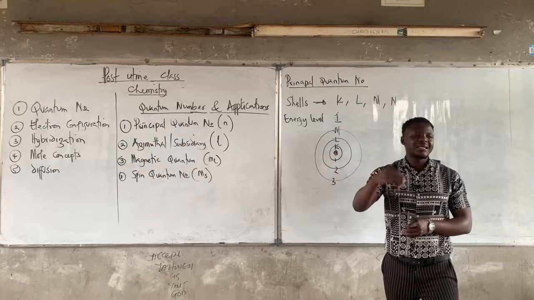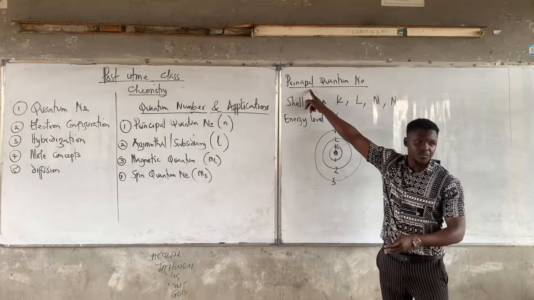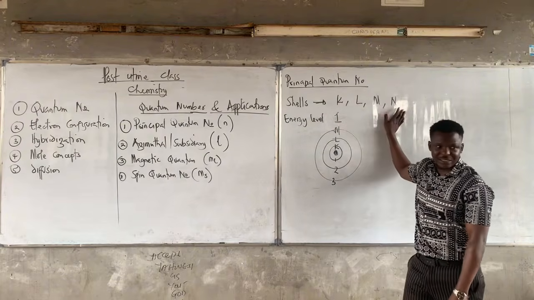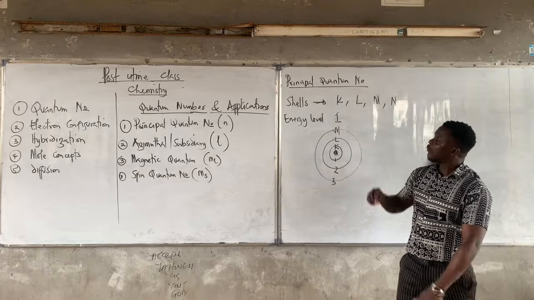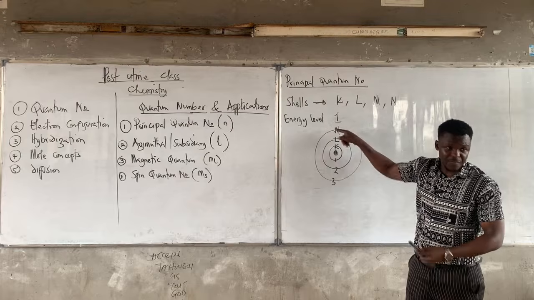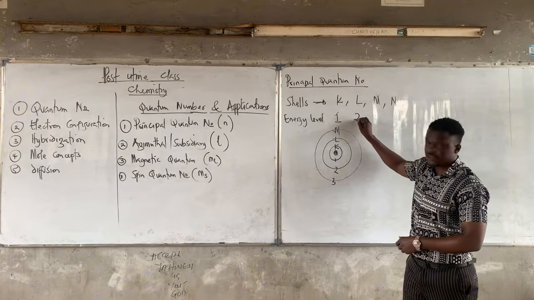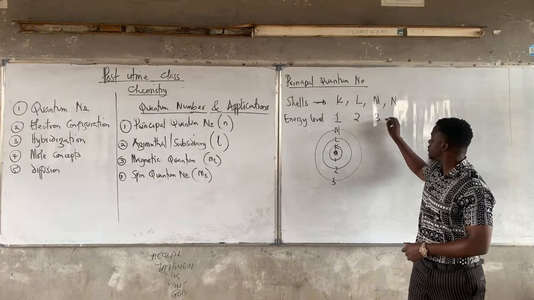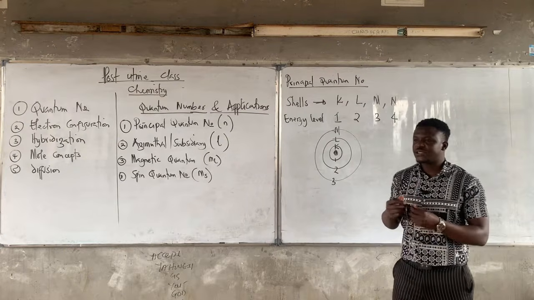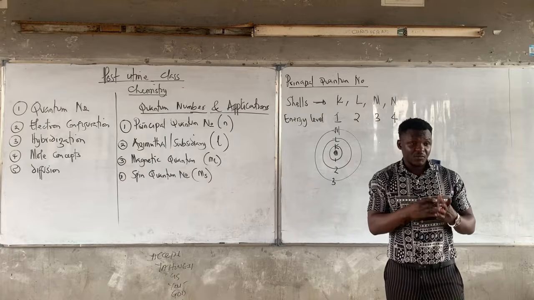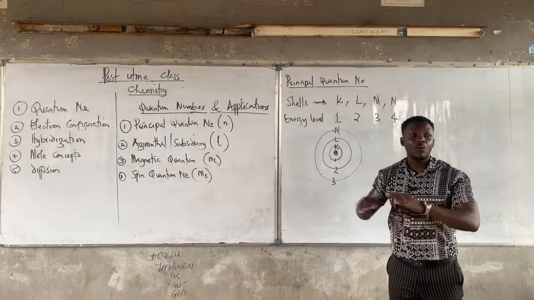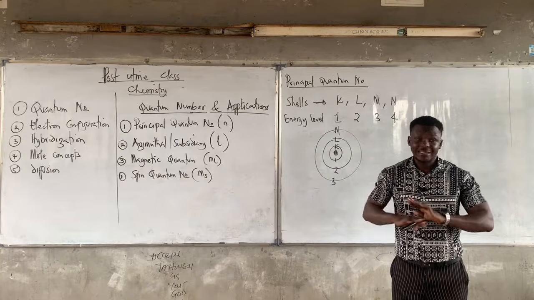And which quantum number describes the shell of an atom? Principal. In secondary school, they use K, L, M, and N to designate shells. Another way to designate shell is that shell K is shell number 1, shell L is shell number 2, shell M is shell number 3. So just in case somebody asks you which quantum number describes the shell of an atom, it is the principal. Shell and energy level are the same thing.